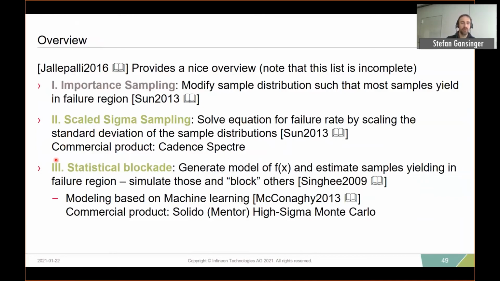The second method I'm going to show you is the so-called statistical blockage. This is implemented in a tool called Variation Designer. This tool was originally distributed by a company called Solido, but this company is bought by Mentor. So it's now Mentor. And this can be, of course, also used. This Variation Designer provides several verification methods. The one I'm going to show you today is the high sigma Monte Carlo, which implements the statistical blockage. But let's start with the Spectre method, which is called scaled sigma sampling.